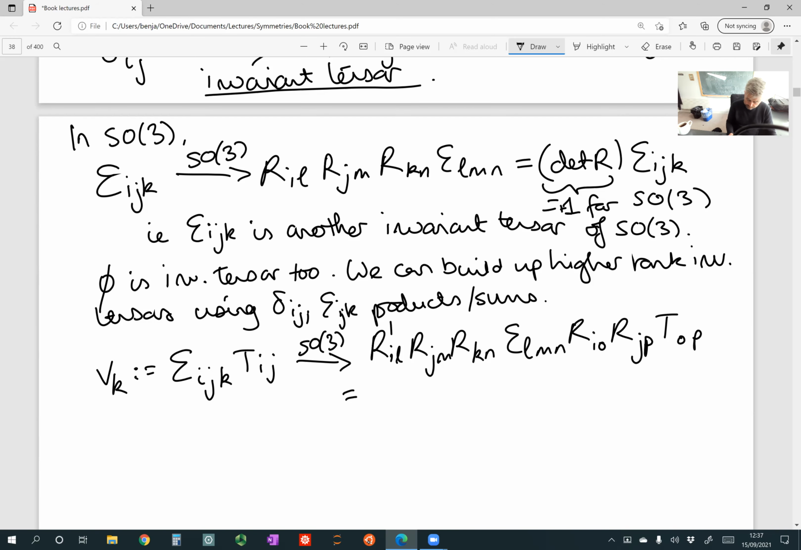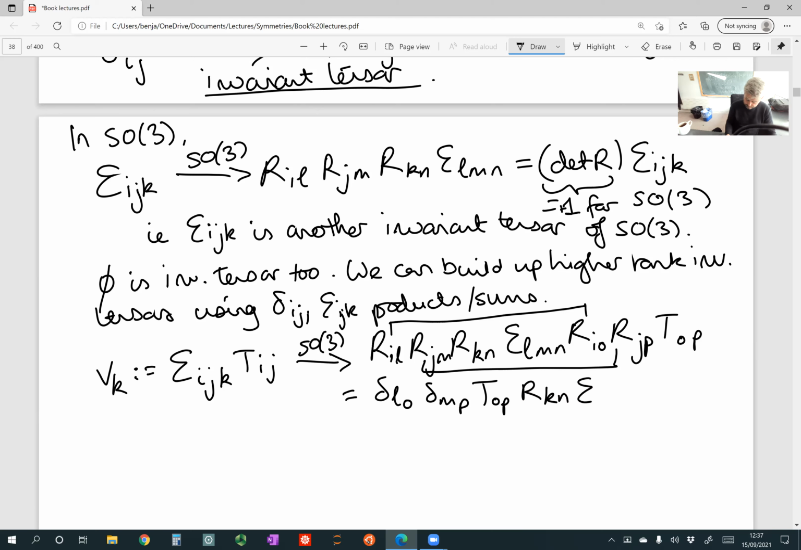So again, I combine this one and that one to get a delta LO. And I combine these two to get a delta MP, TOP times R, Kn, epsilon Ln. Okay, which is equal to R, Kn, epsilon Lmn TLm, which is just R, Kn, Vk, once I substitute back in for Vk.